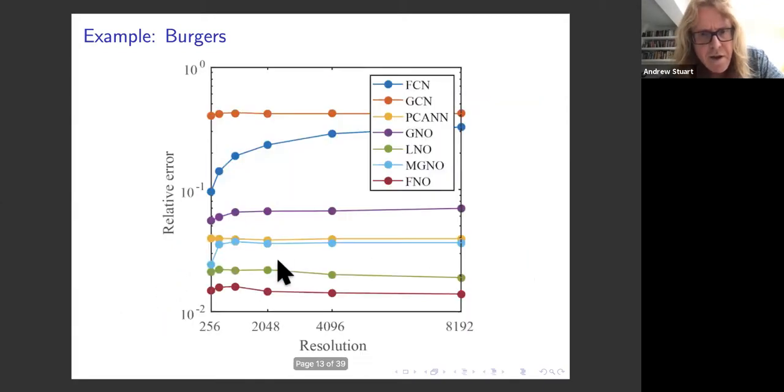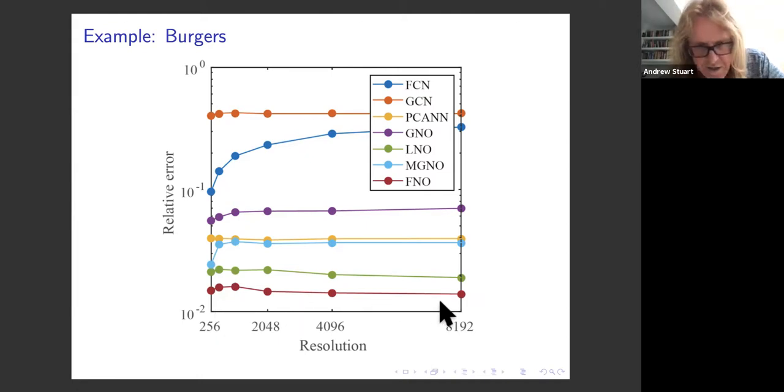There are many different numerical methods compared here, but I just want you to concentrate on a couple of them. The Fourier neural operator is the best one down here at the bottom. What I'm showing here is the relative error as a function of the resolution used to discretize the partial differential equation. The take-home message, other than the fact that the Fourier neural operator is particularly efficient compared with the others in terms of the size of the error, is that these methods down at the bottom are all resolution independent.